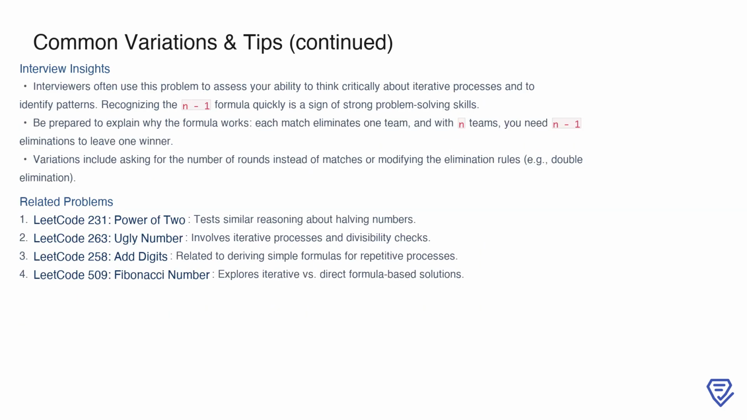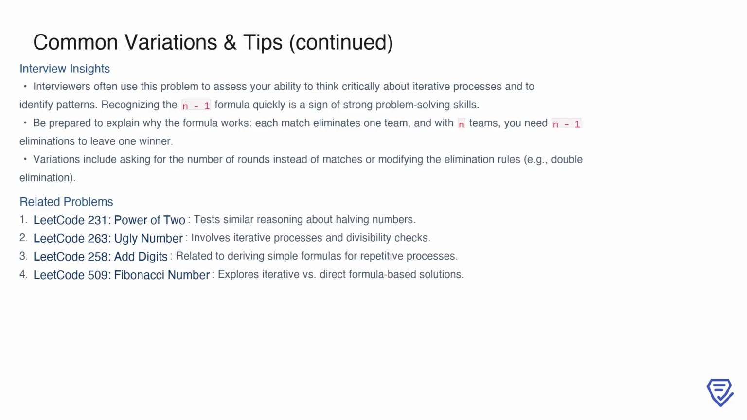Now, let's look at how this problem is commonly approached in interviews. Interviewers often use this problem to test your ability to think critically about iterative processes and identify patterns. Recognizing the n-1 formula quickly demonstrates strong problem-solving skills. It's also important to be able to explain why the formula works. Each match eliminates exactly one team, so with n teams, you will need n-1 eliminations to reduce the pool to just one winner. Variations of this problem might ask for the number of rounds instead of matches, or might modify the elimination rules, such as using double elimination instead of single elimination.